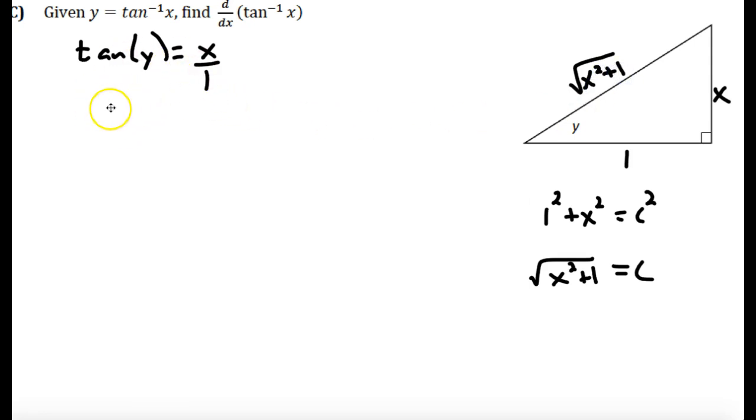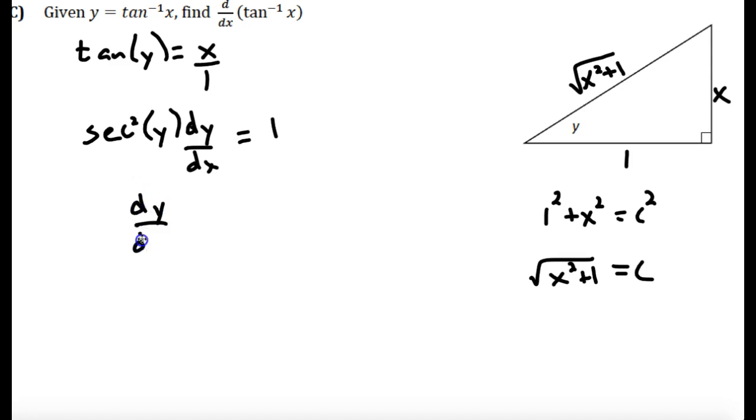So let's take this derivative here. The derivative of tangent is secant squared. So we end up with secant squared of y dy/dx equals 1. Divide both sides by secant squared of y. We get dy/dx equals 1 over the secant squared of y.